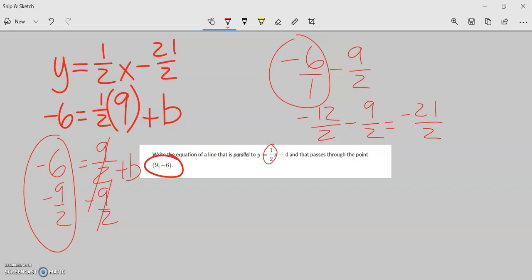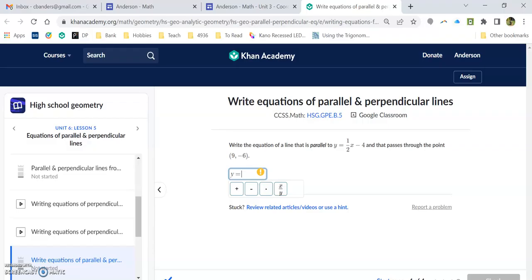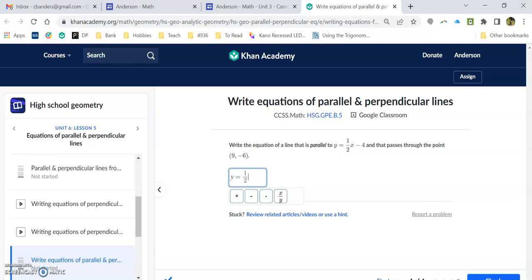So 1/2 x minus 21/2. I already kind of forgot it. What was it? 1/2 x minus 21/2. So 1 divided by 2 x minus 21/2. Is that right? That looks good, and it's right.